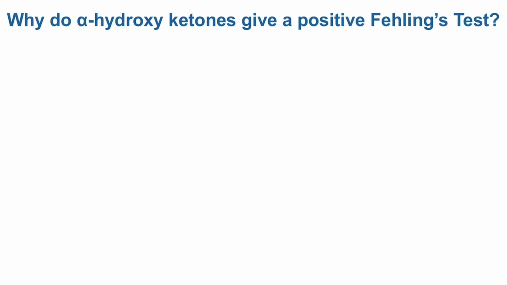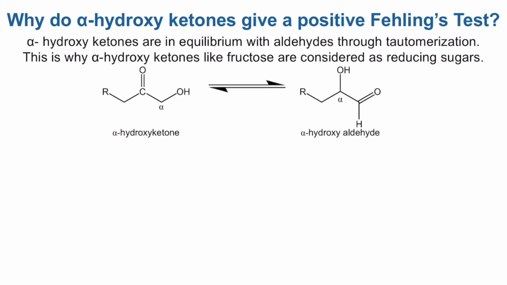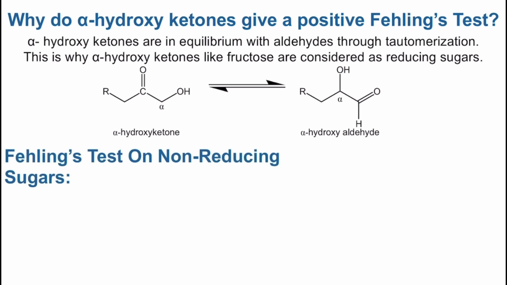Some ketone sugars, like fructose, also give a positive Fehling's test. This is because fructose is an alpha hydroxyketone, which is converted by tautomerism into its corresponding aldehyde, therefore giving a positive test. Fehling's test can also be performed on samples suspected to contain non-reducing sugars.